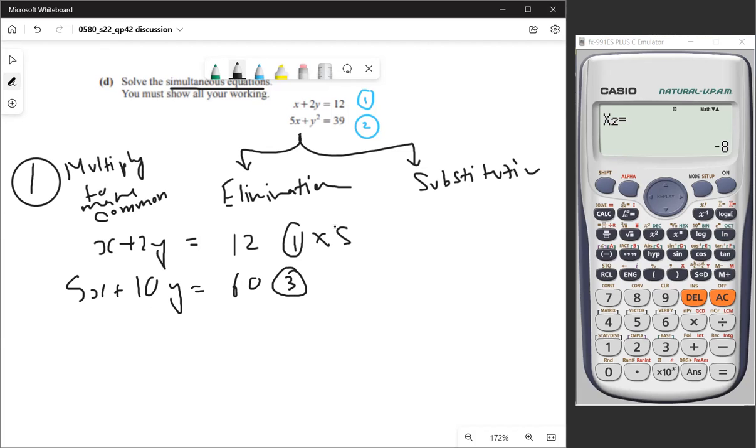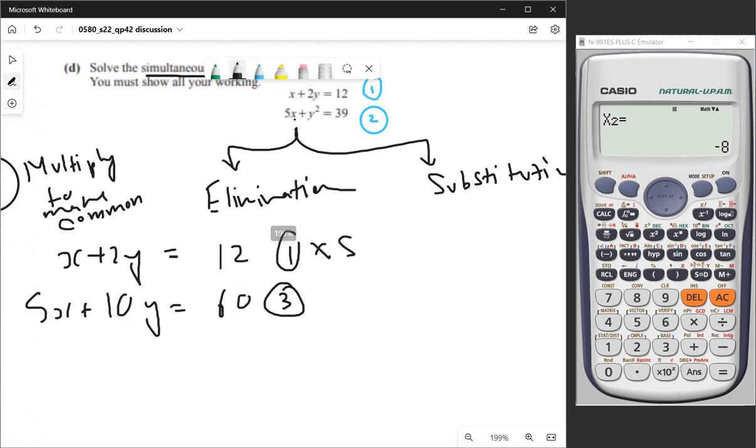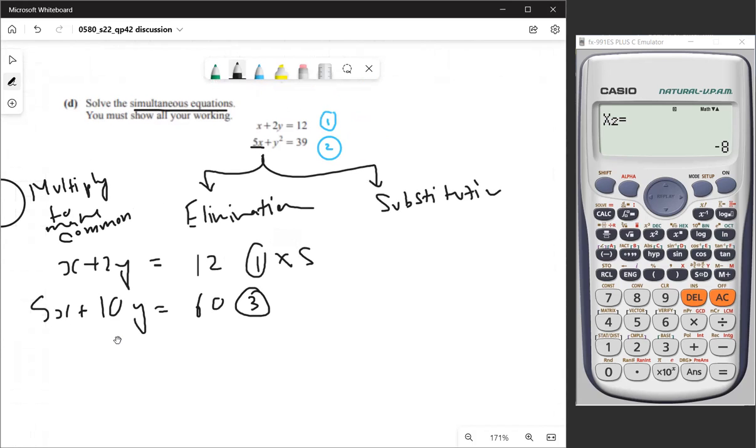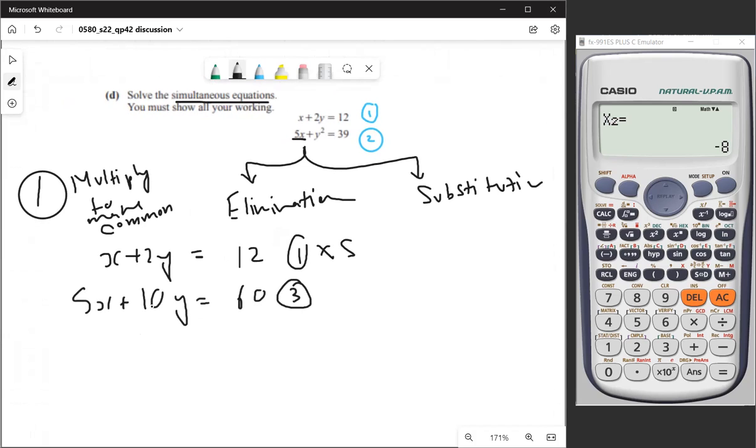Now, why did I multiply by 5? Because the second equation has 5x. You have to make x or y common. You can make y common, but it's easier to make x common here. So we'll multiply the first equation by 5 to make it 5x as well. Now I have a third equation, which I get by multiplying the first one by 5. In the exam, you have to write the steps.